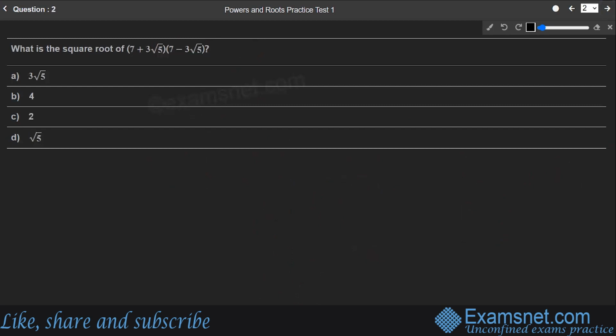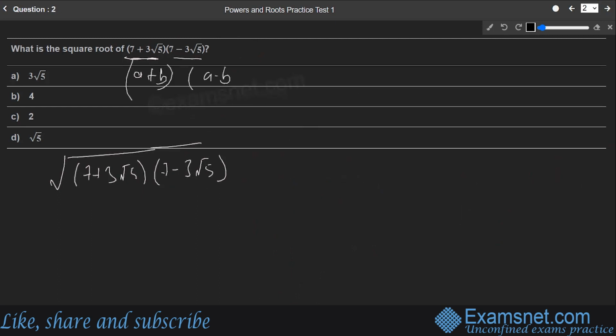Next, what is the square root of (7 plus 3 root 5) into (7 minus 3 root 5)? This is what he is asking. Clearly we are supposed to find the square root of 7 plus 3 root 5 multiplied by 7 minus 3 root 5. Obviously we can use the formula: a plus b into a minus b is nothing but a square minus b square.